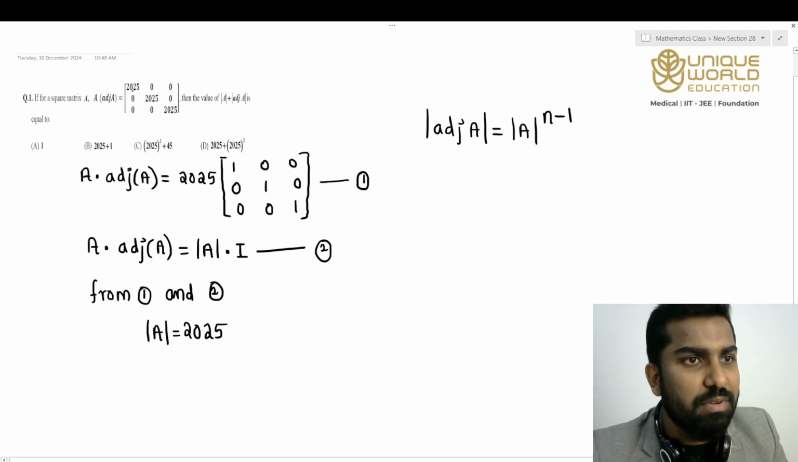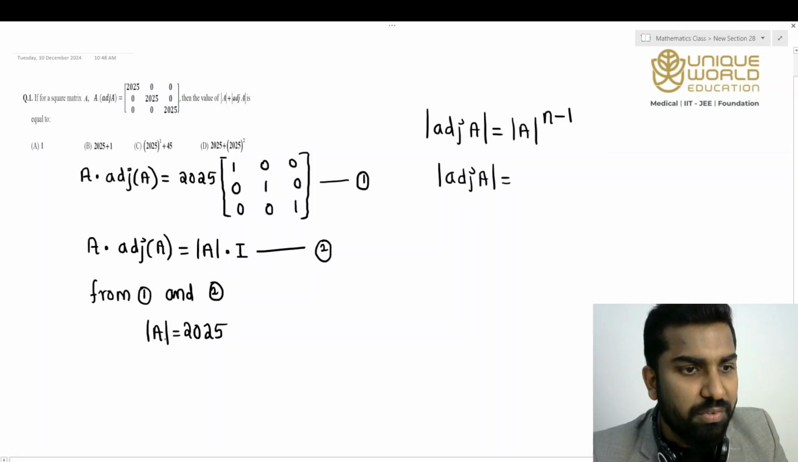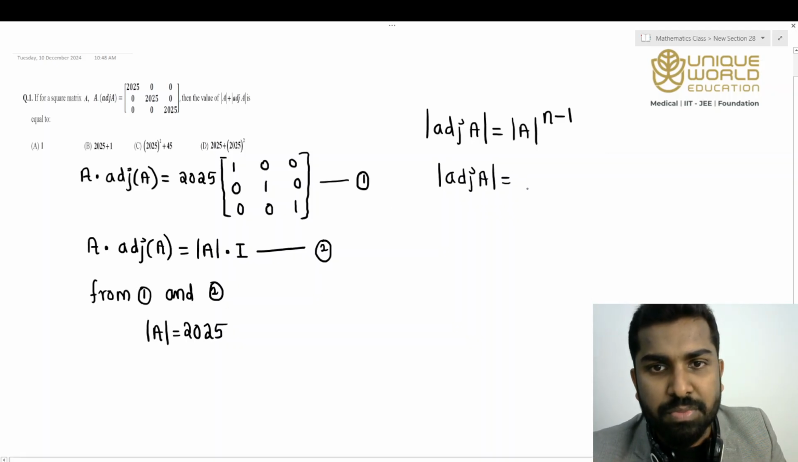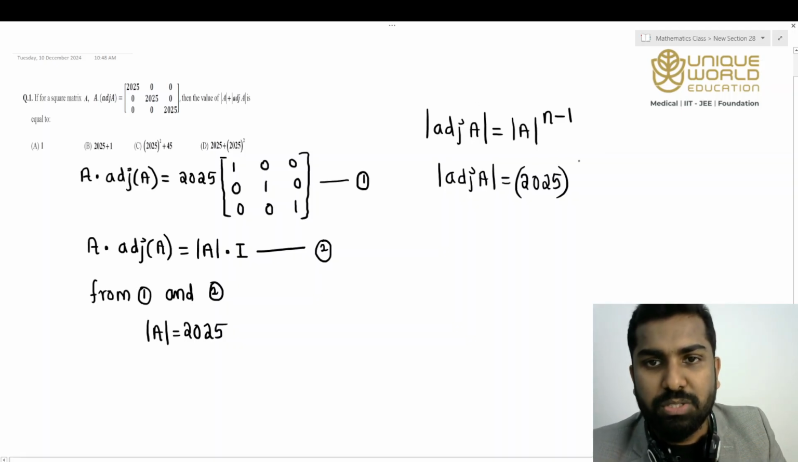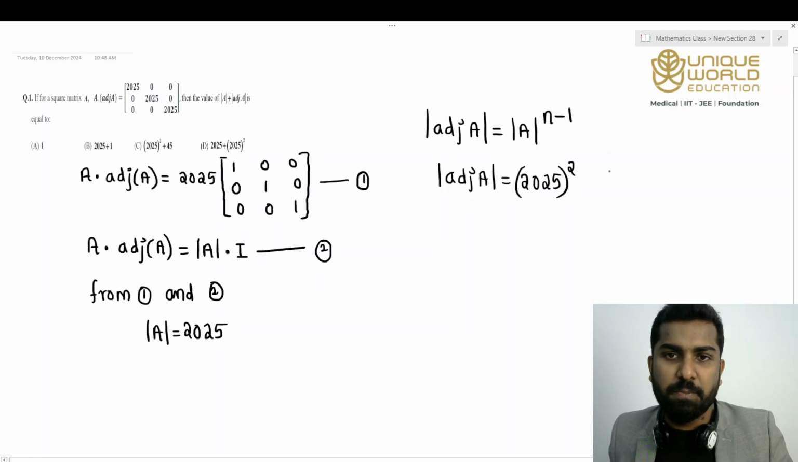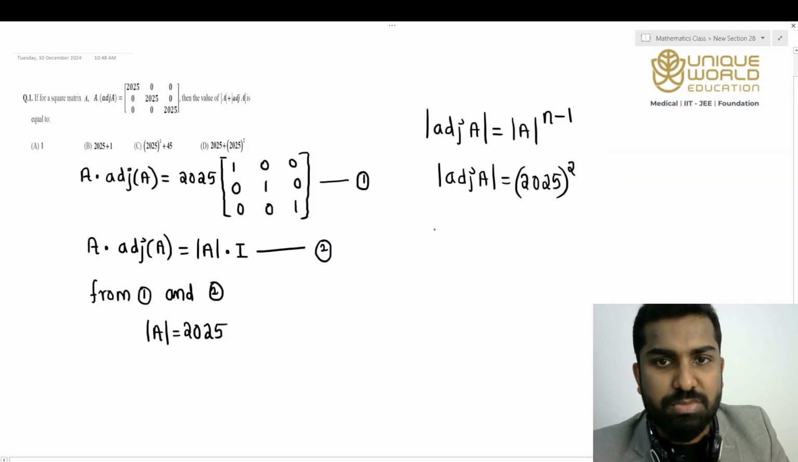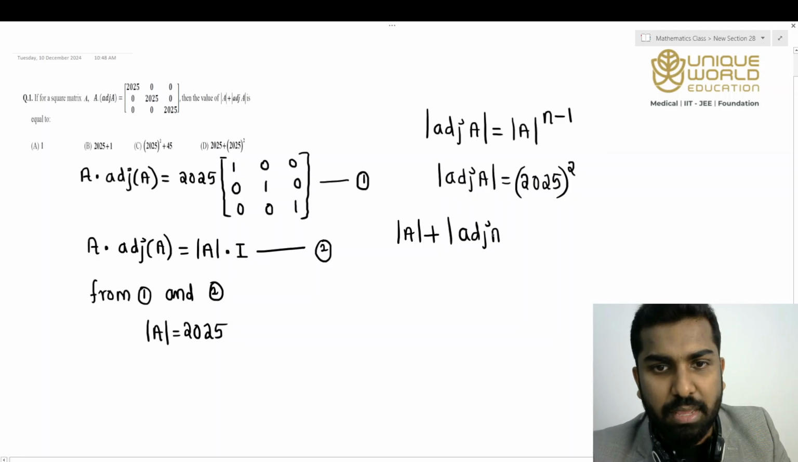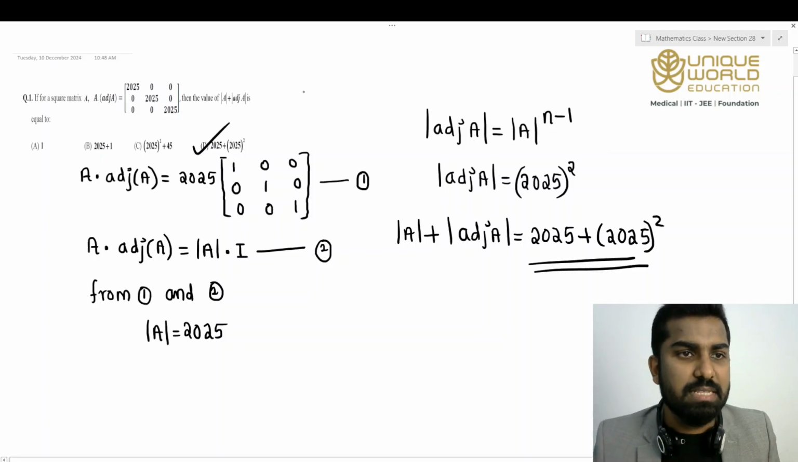In this question, this is a 3 by 3 matrix, so the order is 3. Determinant of adjoint of A is determinant of A, which I already calculated as 2025, whole to the power n minus 1. N is 3, so 3 minus 1 gives 2. So 2025 whole to the power 2. Now combining these two, determinant of A plus determinant of adjoint of A equals 2025 plus 2025 whole squared. Option D is the correct answer.